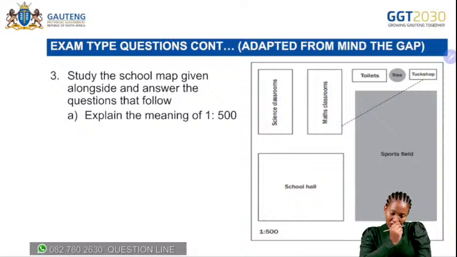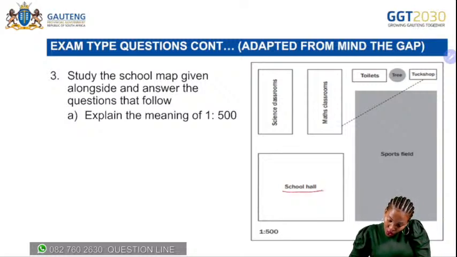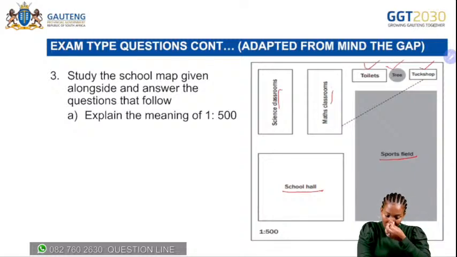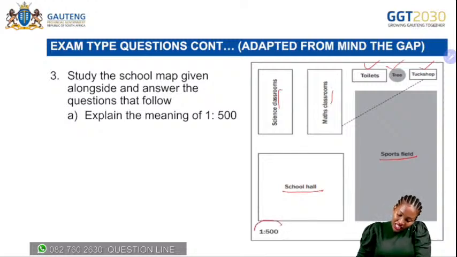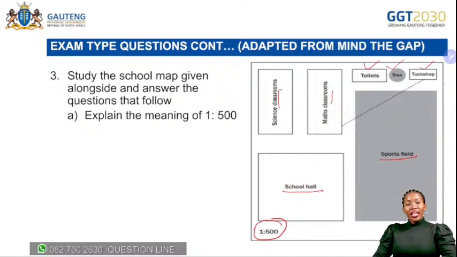So the second question now, colleagues, girls and boys, I'm sorry. We must study the school map that is given alongside and answer the questions that follow. So here is the map of your school, guys. You have your school hall here, the sports field, maths class, science class, the tuck shop. There is a tree to chill at break, and then there is the bathrooms. So this map of the school, it has a scale. The scale is 1:500.